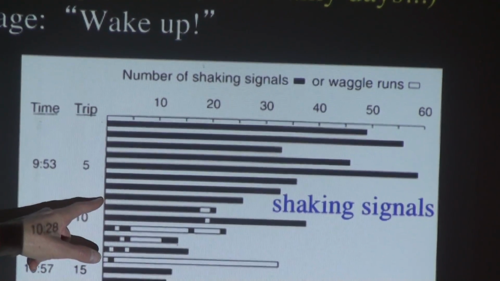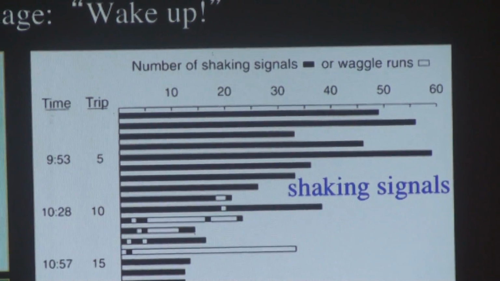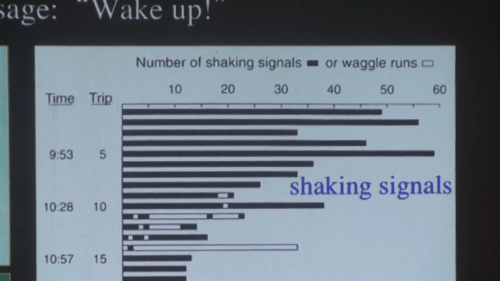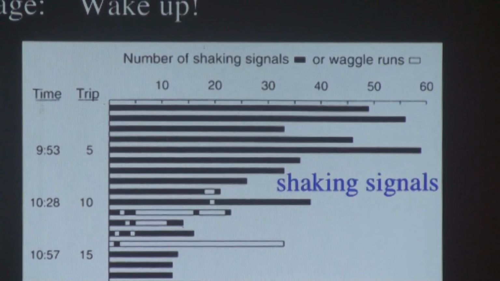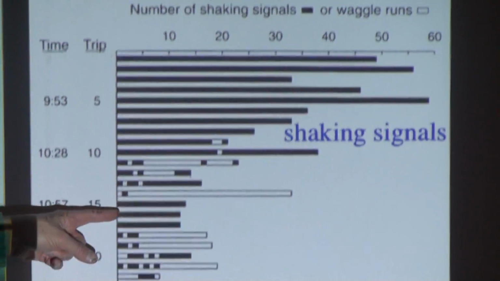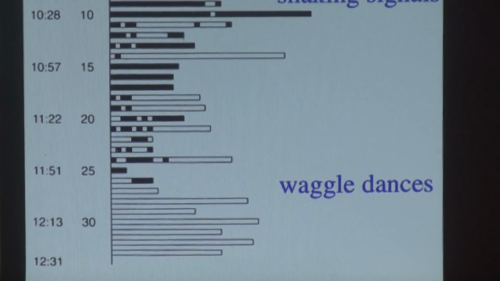So almost till 10 o'clock, the first hour or more, every time she came back with a load of nectar, she didn't do any waggle dances. She just went around and shook other bees. And then she started mixing shakings with wagglings. And then eventually, late in the morning, she switched over to just doing waggle dances.